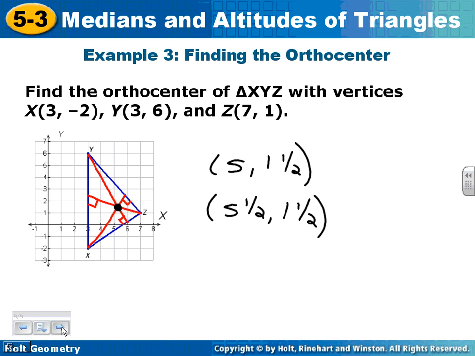So to review, medians intersect at the centroid. Altitudes intersect at the orthocenter. And then don't forget with medians, you have that 2/3, 1/3 thing. That's all I have.